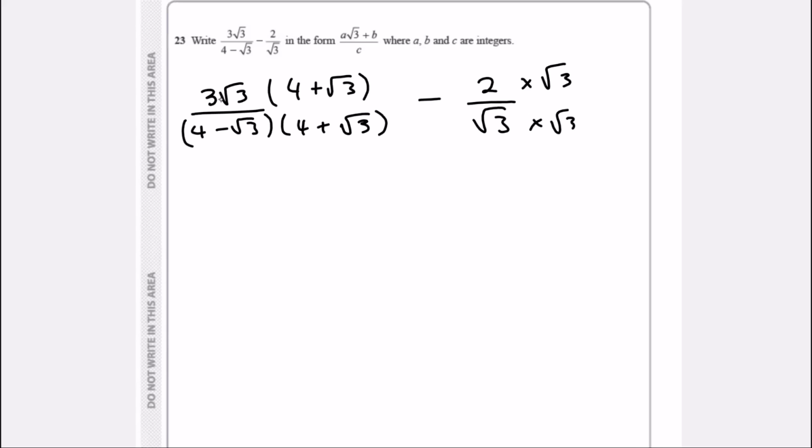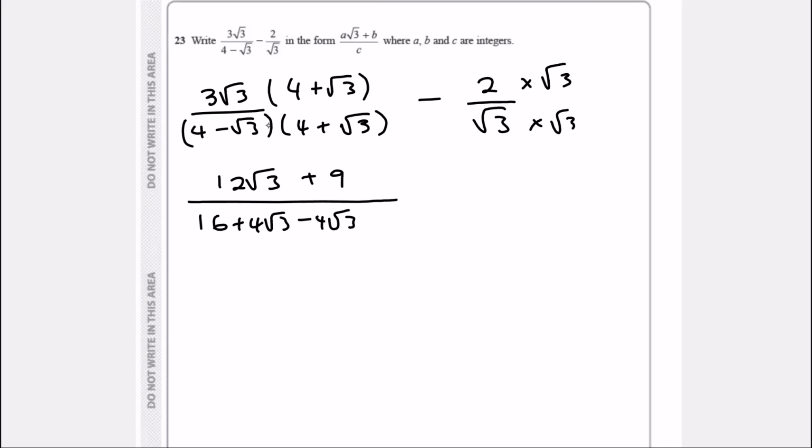Let's expand now. 3 root 3 times 4 will be 12 root 3. 3 root 3 times another root 3: the 2 root 3's times together to make a 3. So we've got 3 3's, which is 9. On the bottom, 4 4's make 16. We've got plus 4 root 3 minus 4 root 3. That's going to cancel out and get rid of the root 3.